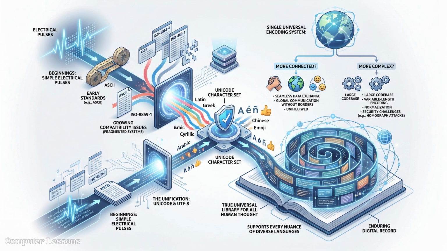The evolution of character encoding has transformed the internet into a true universal library for all human thought. We have moved from simple electrical pulses to a system that captures every nuance of our diverse languages. Do you believe that a single universal encoding system has made the world more connected or more complex?